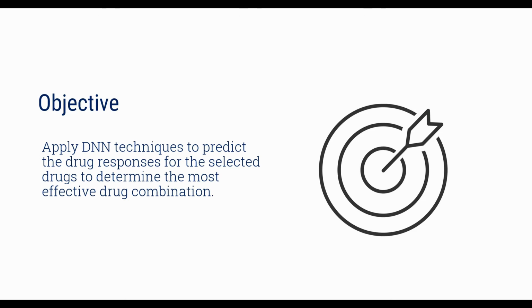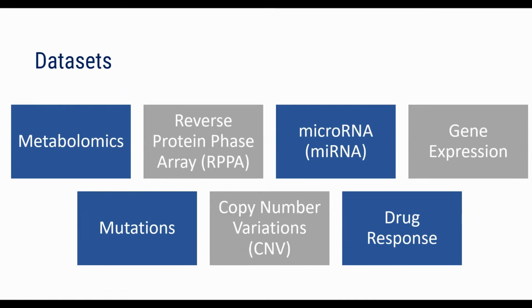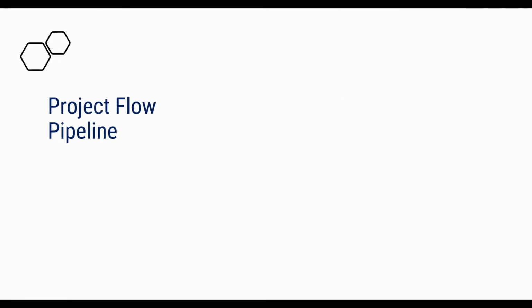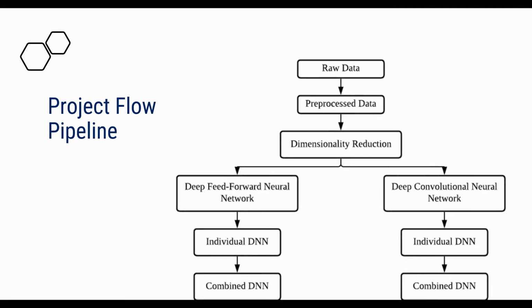This allows doctors to take a more informed and customized approach to prescribe anti-cancer drugs that are more likely effective for cancer treatment. These are the datasets used in this study. It consists of 6 omics data and 1 drug response data. This is the project flow pipeline. The raw data is pre-processed and it undergoes dimensionality reduction using the 3 techniques mentioned before.